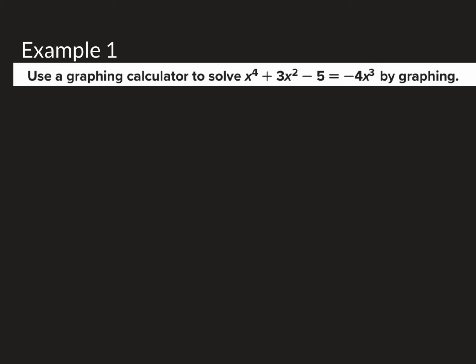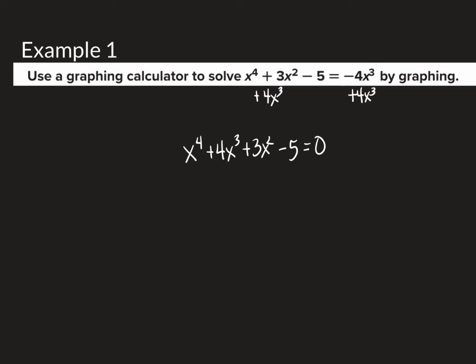So we're going to make it equal 0 first. We're going to add 4x cubed. You might want to pause this video and write down the example. Write down x to the 4th plus 3x squared minus 5 equals negative 4x cubed. And then I'm going to add 4x cubed there. So I have x to the 4th plus 4x cubed plus 3x squared minus 5 equals 0.